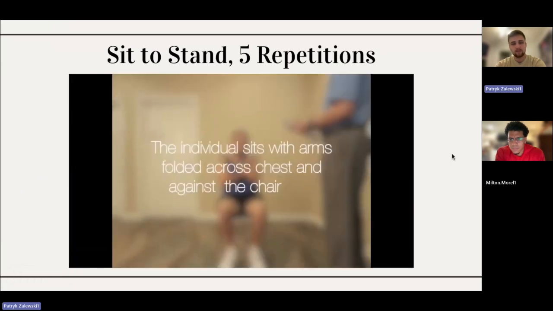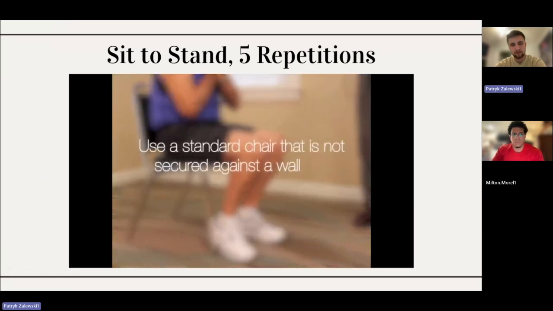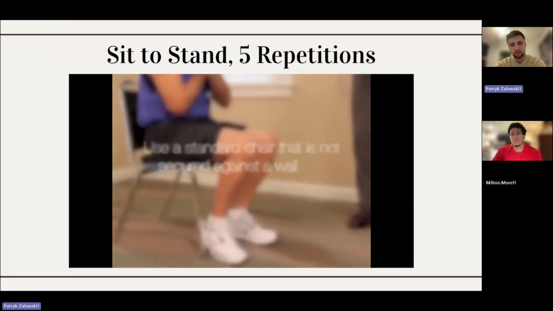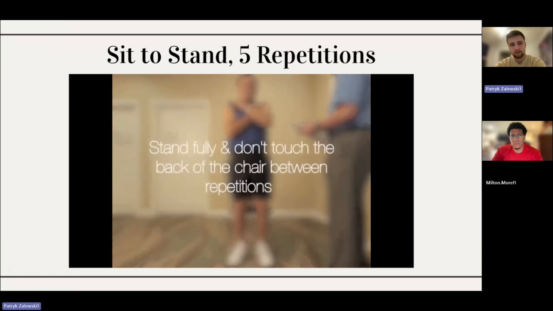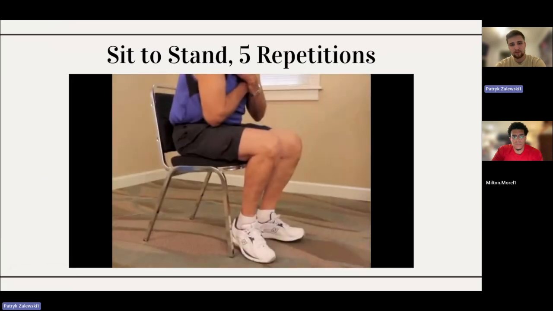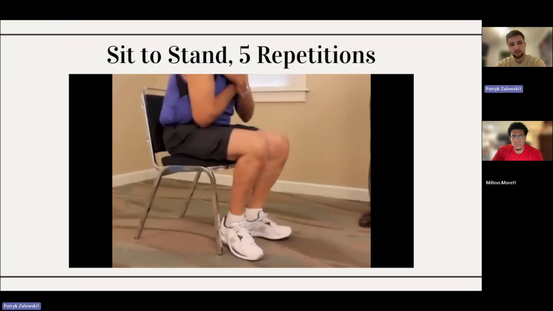Sits with arms folded across chest and their backs against the chair. Use a standard chair, 43 to 45 centimeters, that is not secured against a wall. Stand fully and don't touch the back of the chair between repetitions. Timing begins at go and ends when the individual's buttocks touch the chair on the 5th repetition.